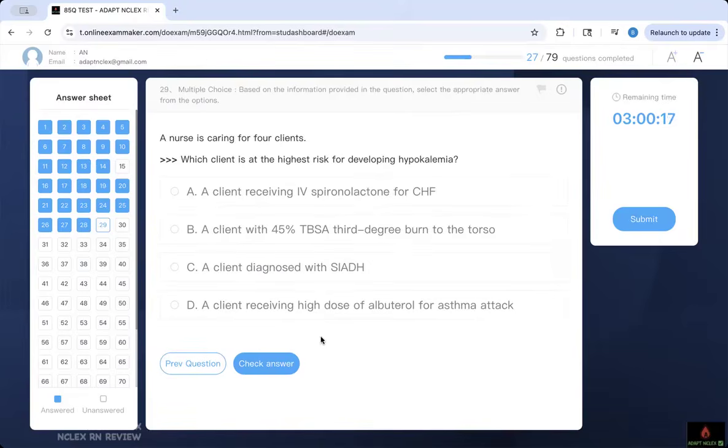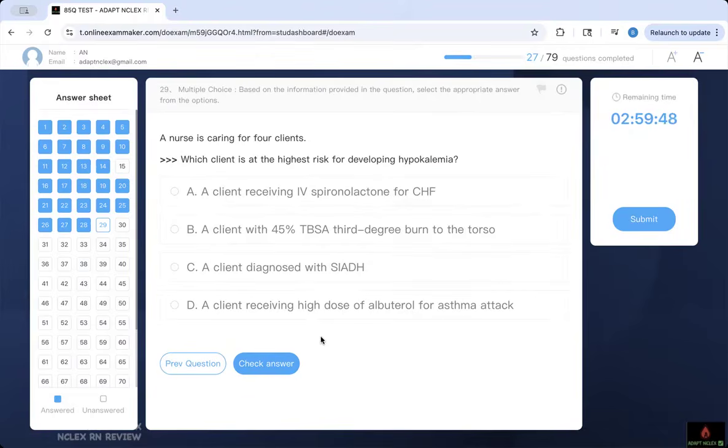And this is caring for 4 clients. Which client is at higher risk of developing hypokalemia? Once again, physiological adaptation. I make sure I include enough of this because I know it's the area most people get in trouble with. All my students, when they send me their report, physiological adaptation, because it's very, very interesting thinking like that.